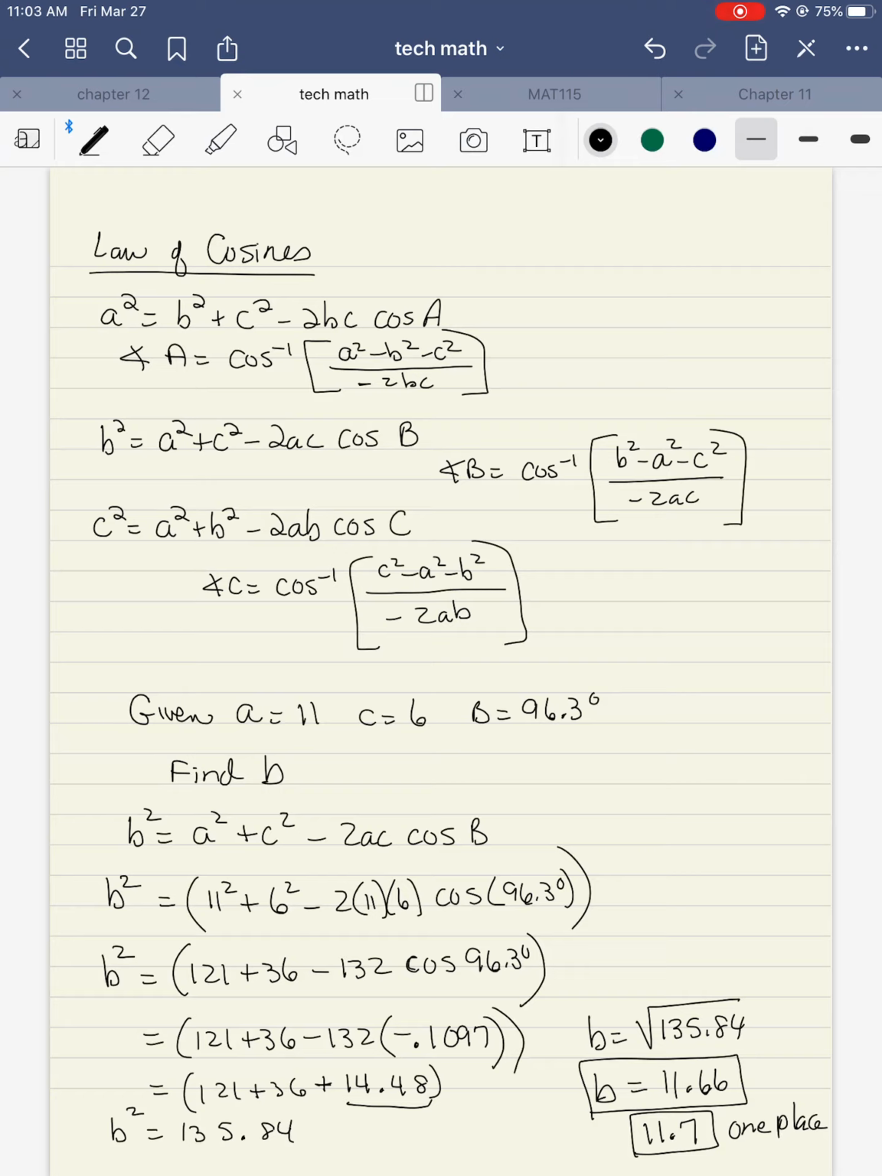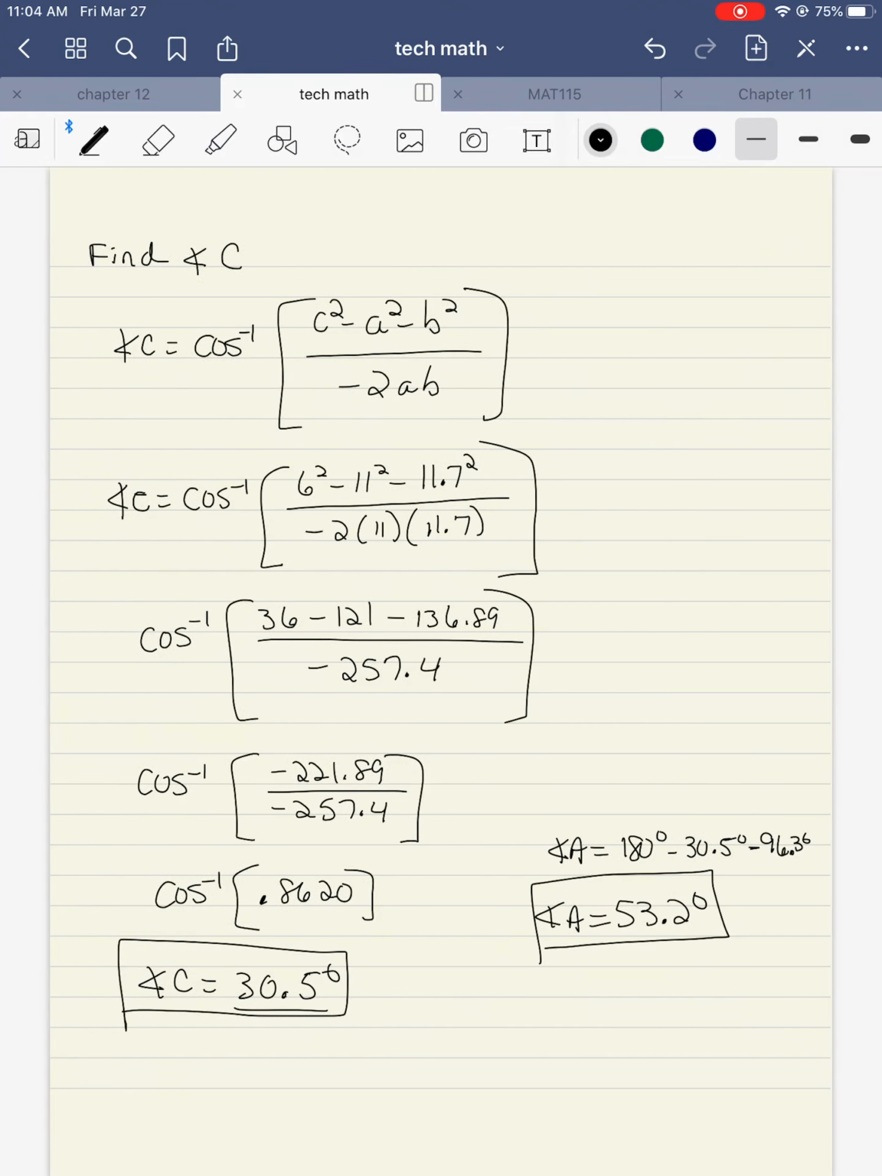So I'm taking 121, I'm adding 36, and I'm adding 14.48, which gives me b squared is equal to 135.84. To solve it for b, I have to take the square root of both sides. So b is equal to the square root of 135.84, which is going to give me 11.66, or if I round it to one place, 11.7. So that's my side b.